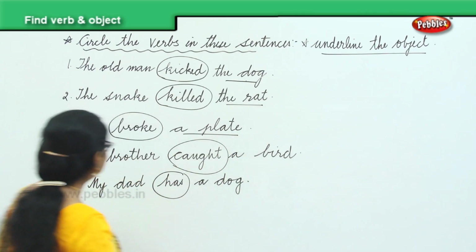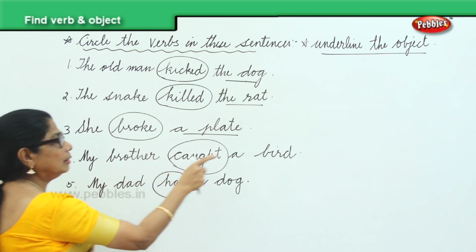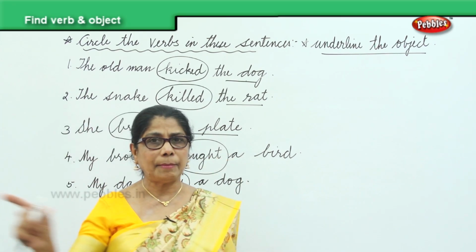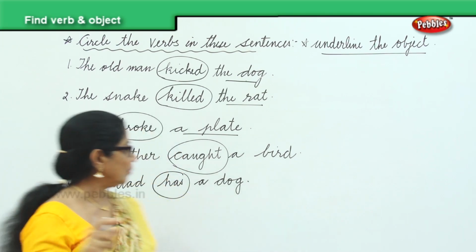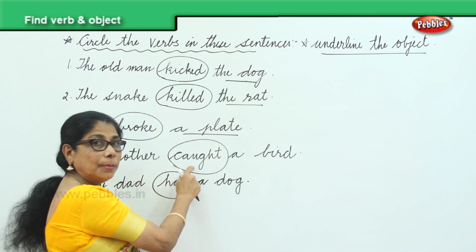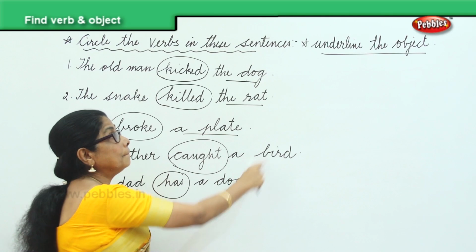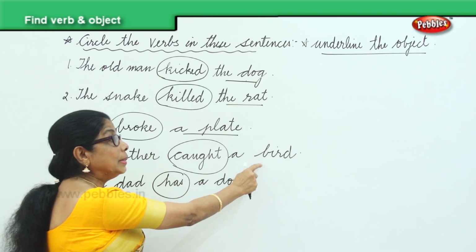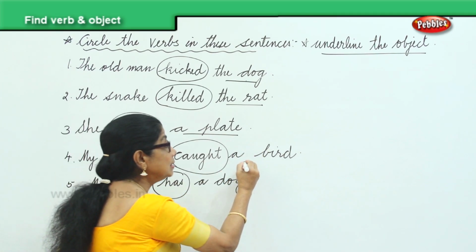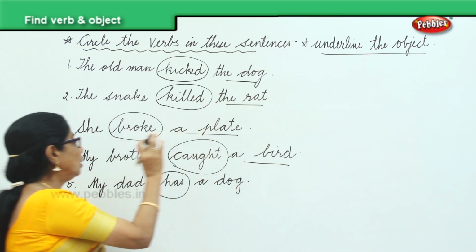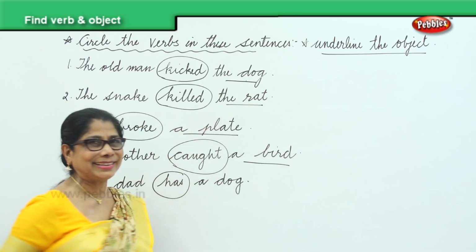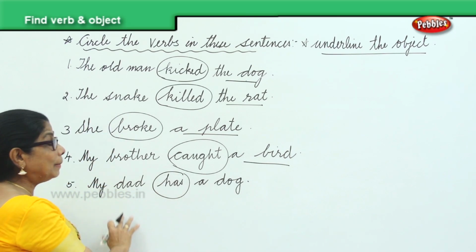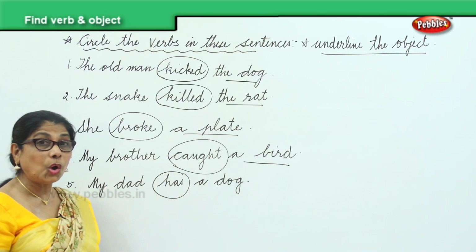Alright? And the next sentence you have, my brother caught a bird. My brother is the subject. What did he catch? He caught. That is the verb. What did he catch? He caught a bird. A bird, this is the object that he caught. Subject, action, object.